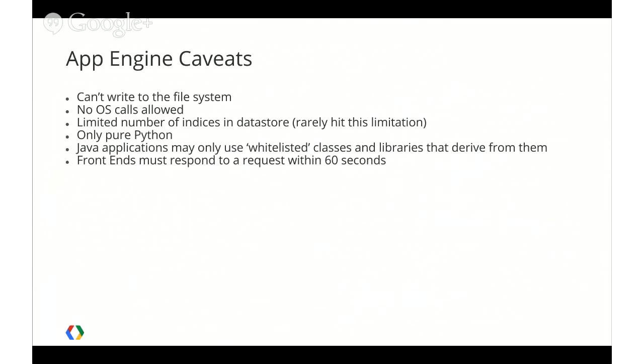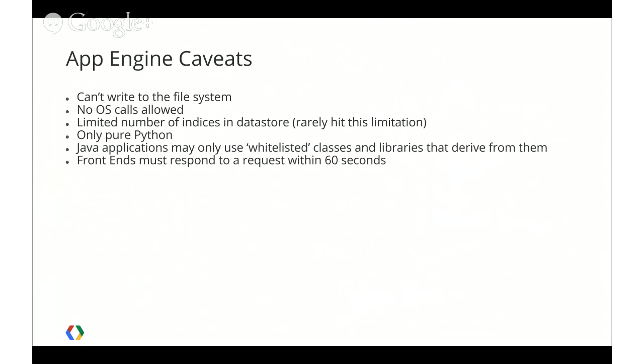There's a rarely hit limitation, but there is a limit that I thought you should be aware of, and it's on the number of indices in a datastore. This primarily occurs when you have a lot of attributes to your data, and you need to sort them, or combinations of sorting and querying. Again, this is in the hundreds of indices, but sometimes it happens.